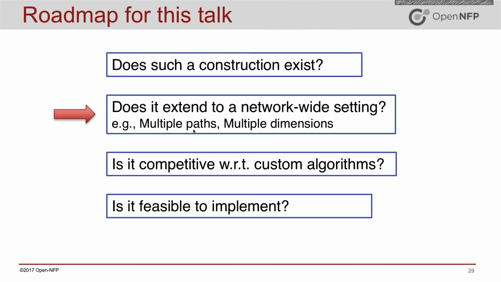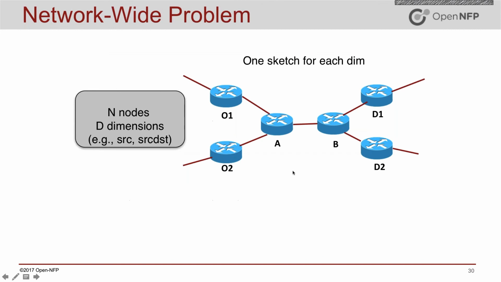Okay, so one last thing that people often ask us is, all of this, I'm talking in the context of a single router or a single switch. So one natural question is, how does it extend to a network-wide setting, say in a data center or in an ISP scale deployment and so on? Typically in a network-wide setting, you have multiple paths, multiple dimensions of interest. So you may want source IP, destination IP, source destination combinations, and so on. So how exactly does this approach generalize to a network-wide setting? We do have some preliminary thoughts and ideas on that.